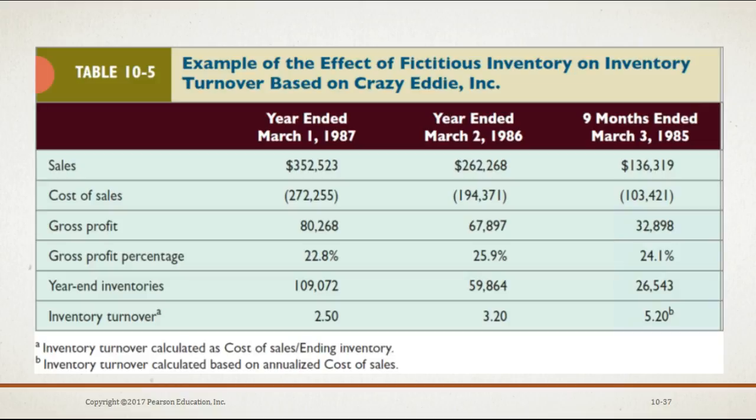Table 10-5 is an example of the effect of fictitious inventory on inventory turnover based on Crazy Eddie Inc. Notice in here that the gross profit percentage did not signal the existence of fictitious inventories, but the significant decrease in inventory turnover was a sign of fictitious inventory. You can find Table 10-5 on page 317 of your textbook.